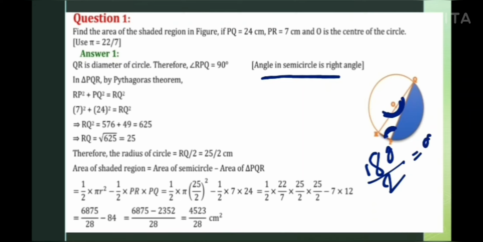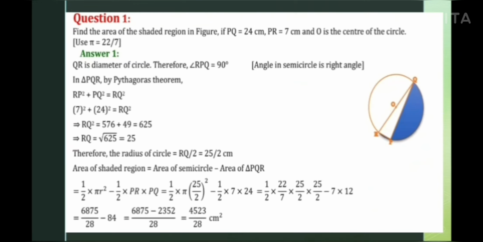Now question number 2. Find the area of the shaded region in the figure if the radii of two concentric circles with center O are 7 centimeter and 14 centimeter respectively, and angle AOC is equal to 40 degree. Use pi is equal to 22/7. Look here. Concentric circles means these two circles have the same center O. That's why they are concentric.